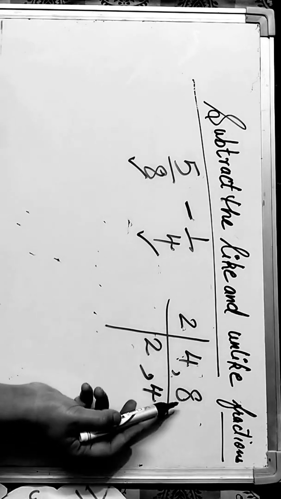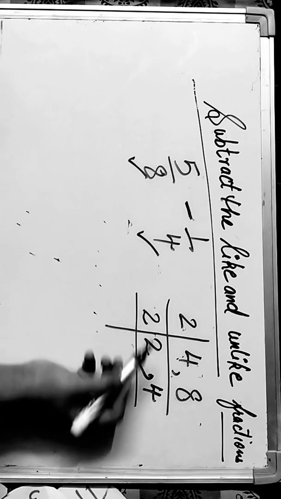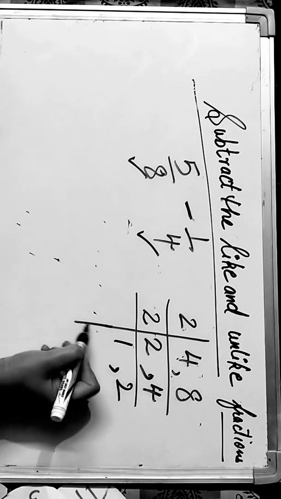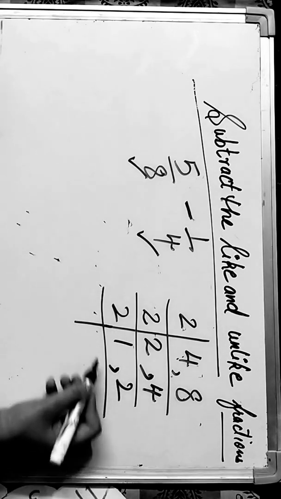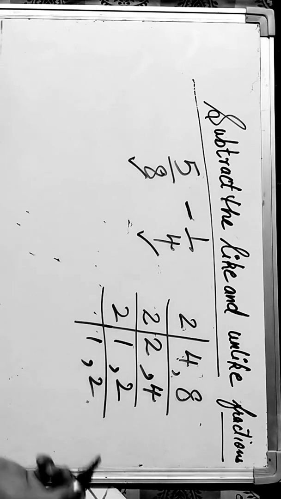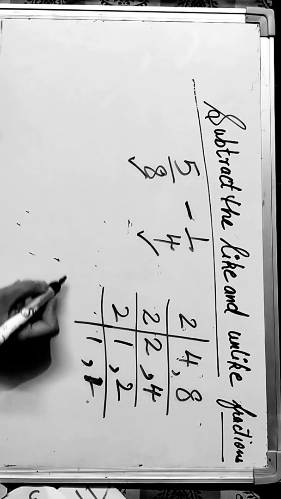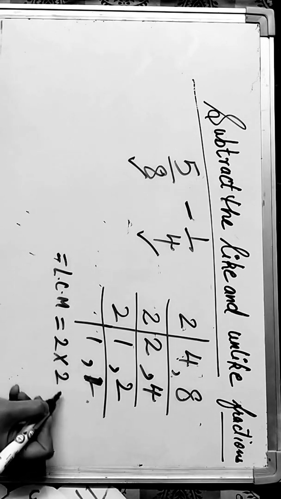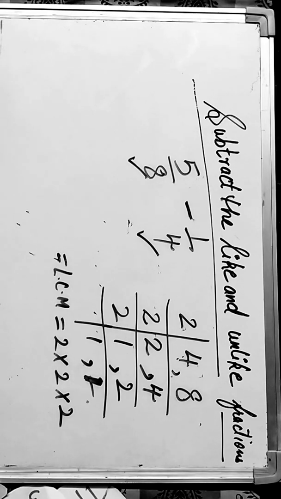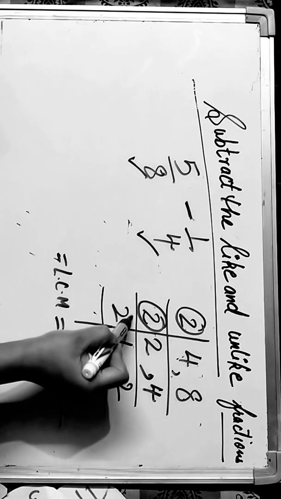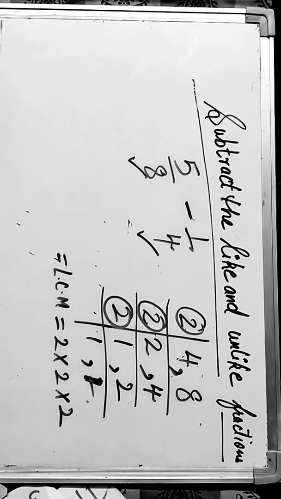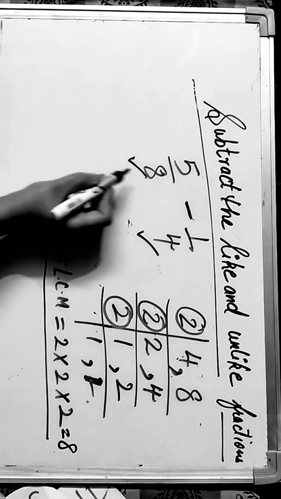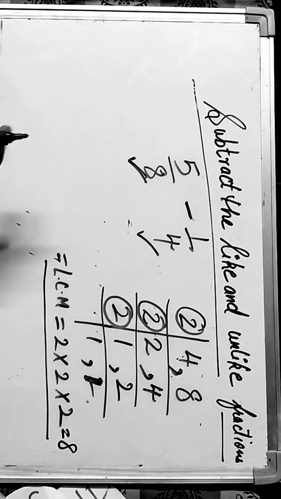So 2 is the factor for both the numbers. Then we can again divide: 2 is the factor of itself, and 1 we will keep as it is. So what is the LCM over here? LCM is 2 times 2 times 2. We'll multiply all the prime factors we have found for both numbers. So when we multiply, what number are we getting? 8. So with which number should I multiply this? It's already 8. We need to multiply it with nothing.